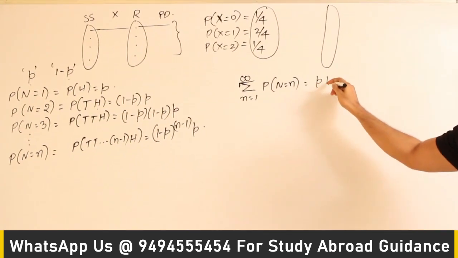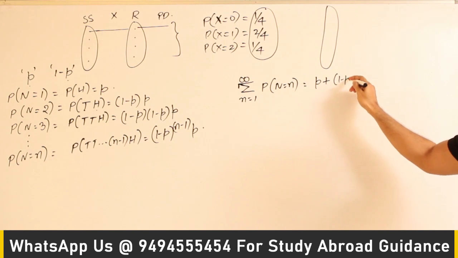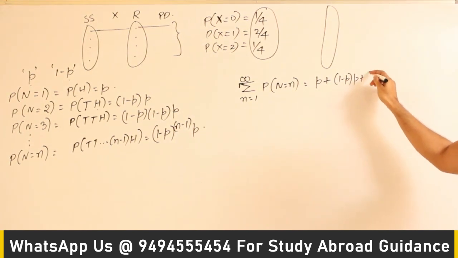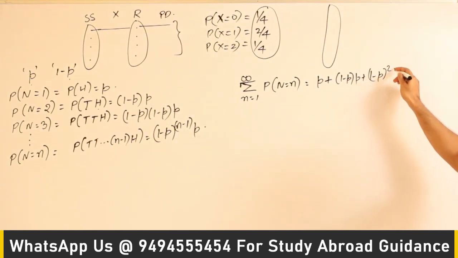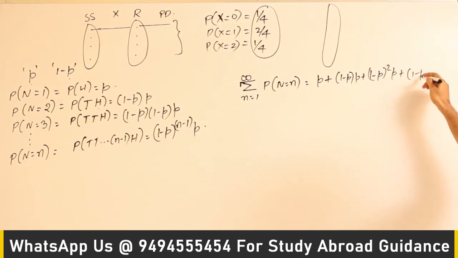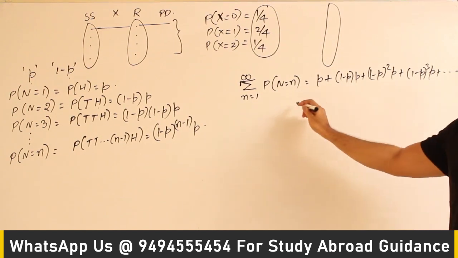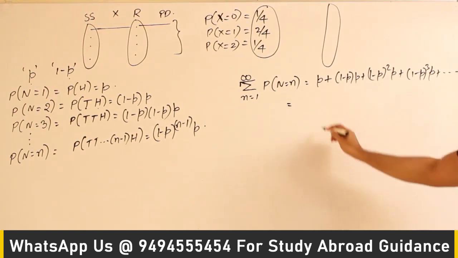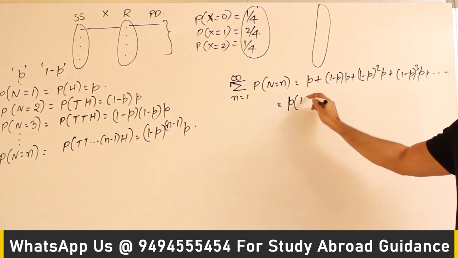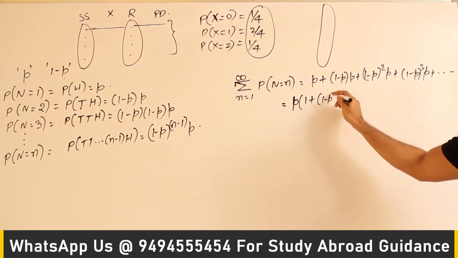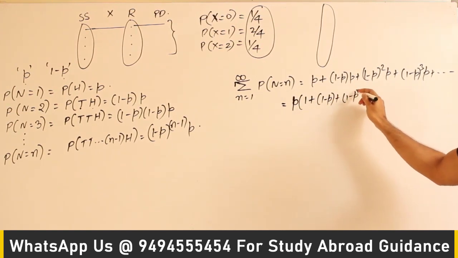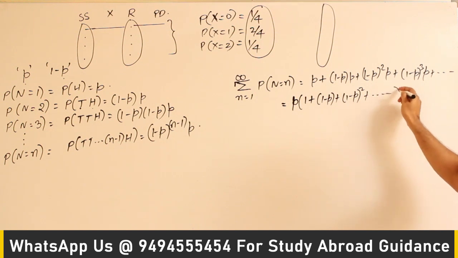It is p plus 1 minus p into p plus 1 minus p square into p plus 1 minus p cube into p plus so on to infinity. Now what is this? This one is equal to, if you pull out p as common, 1 plus 1 minus p plus 1 minus p square plus so on, right?